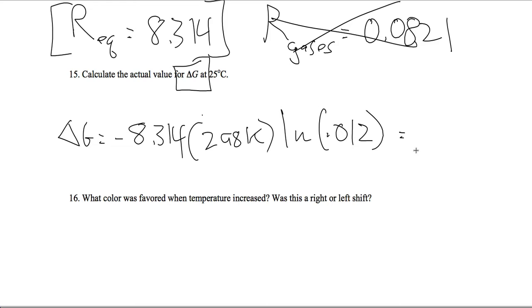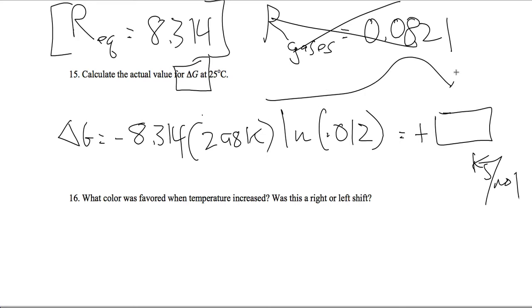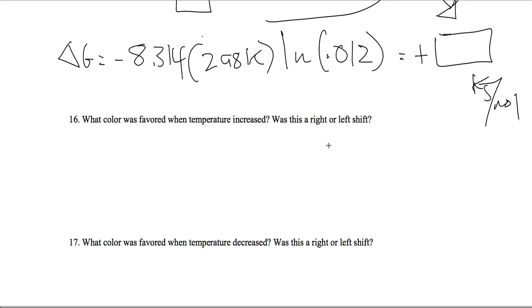So we know that this number is going to be positive. We don't know what the number is, but the units are going to be kilojoules per mole. So you guys can go ahead and plug this into your calculator and get the number and put it right there. Setting up the calculation is really the most important thing on a free response problem.